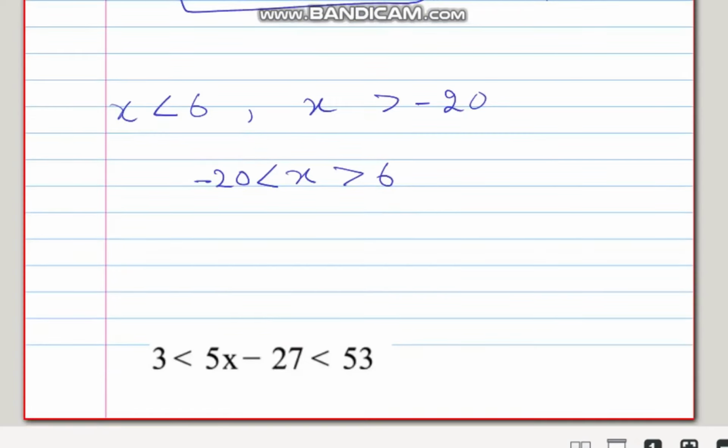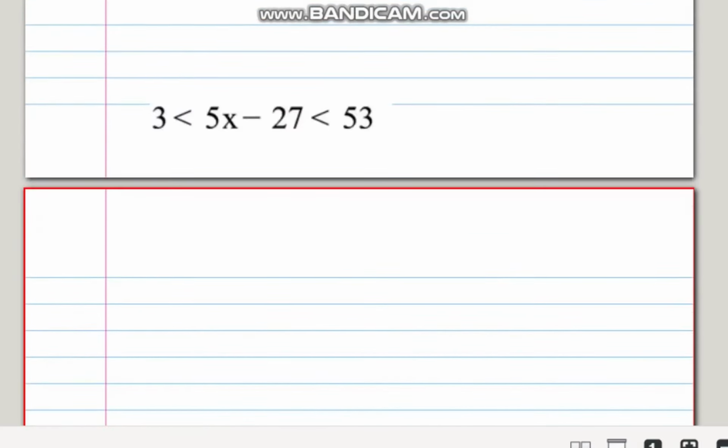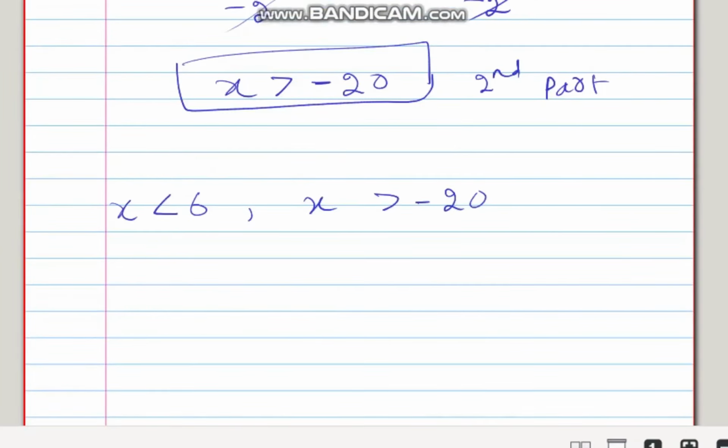Now please combine these. How can we combine this? Please note this point. Let me move this down to make it clear. Now just combine these. First of all, write x here, and just write x greater than minus 20, and x is less than 6. So just write the sign like this and like this. So this will be your answer.